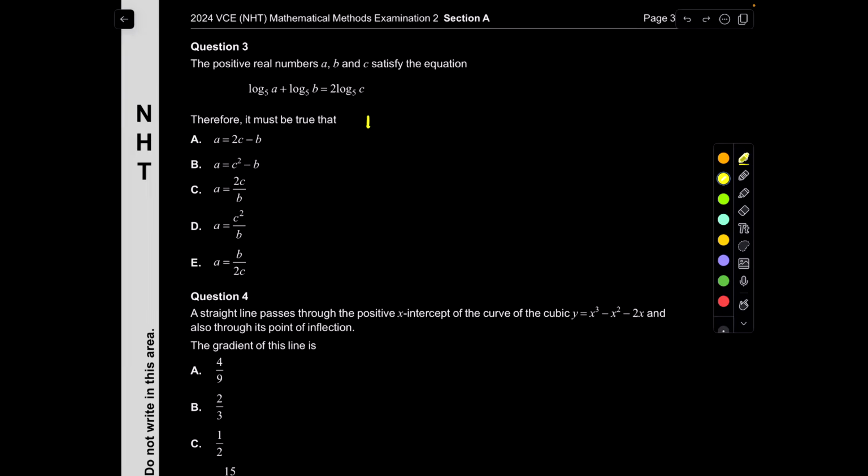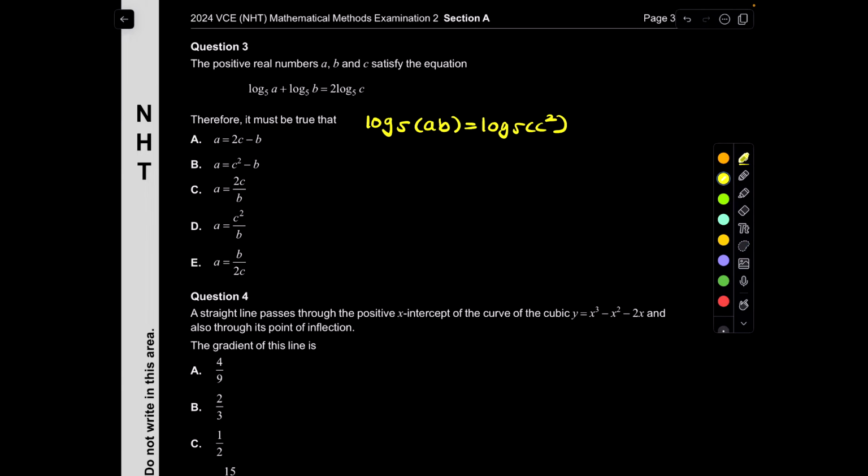So it's going to be log 5AB is equal to 2 log 5C. Now, we also have another property. The 2, the constant that's in front of it, can actually be put as a power for the C here. So it's C squared. So it gets rid of it.